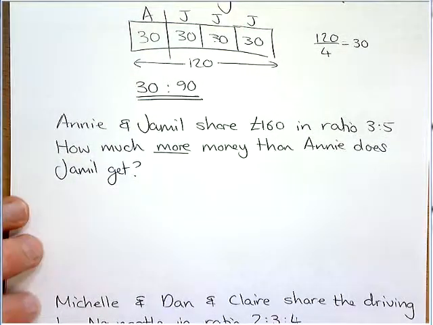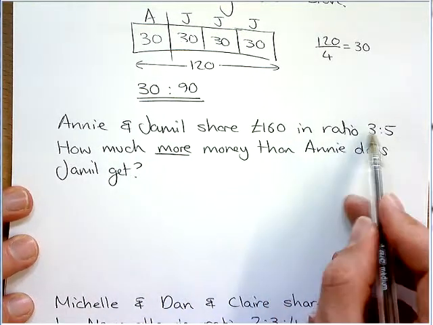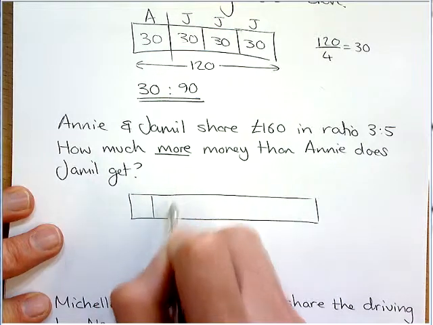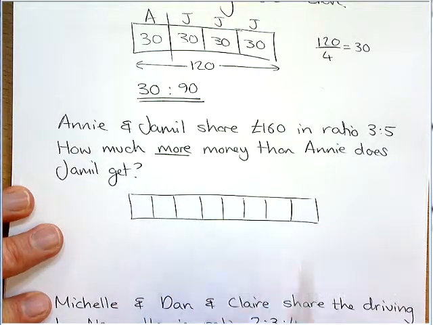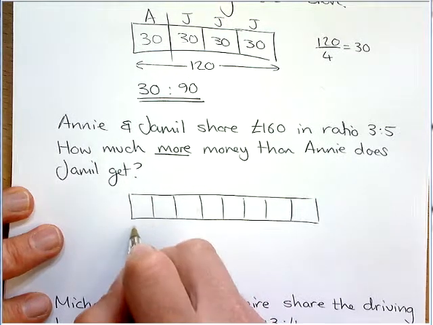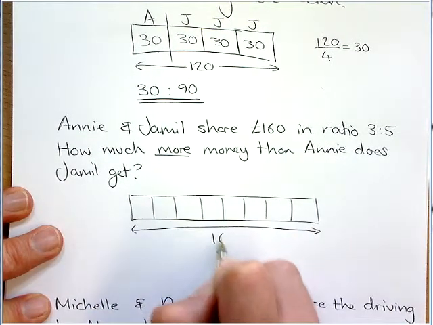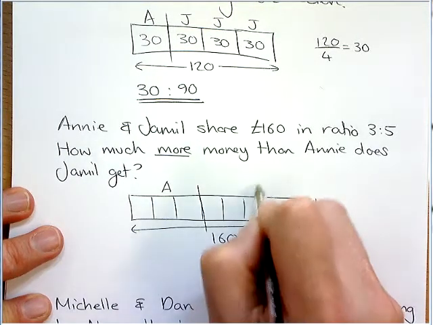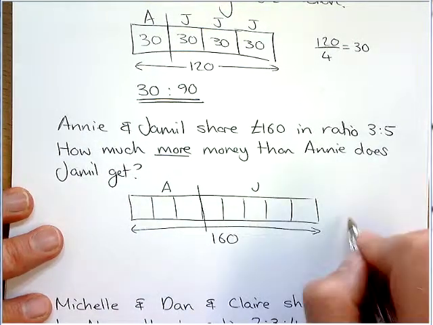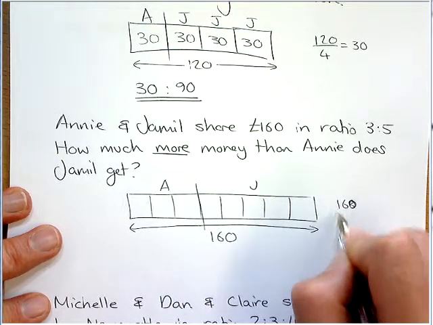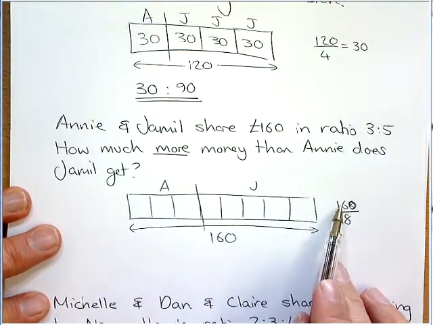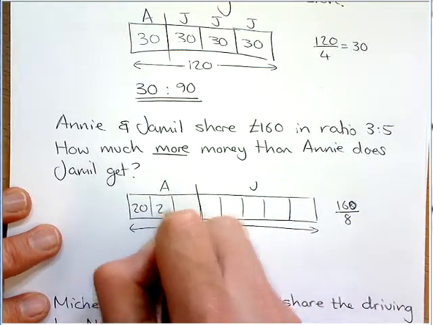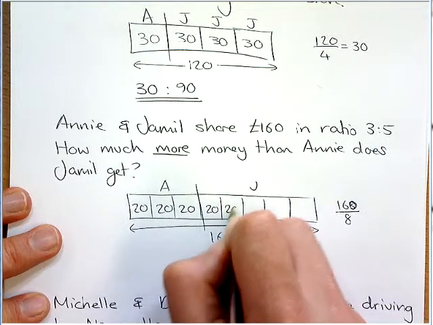Next one, Annie and Jamil share 160 into 3 parts and 5 parts. So slightly bigger bar. 1, 2, 3, 4, 5, 6, 7, 8. So we know that all of this is 160. We know that Annie is getting all of this bit and Jamil is getting all of this bit. So what is 160 divided by 8? Well, 8 into 16 go twice, add the 0. So there's 20 in each of these.